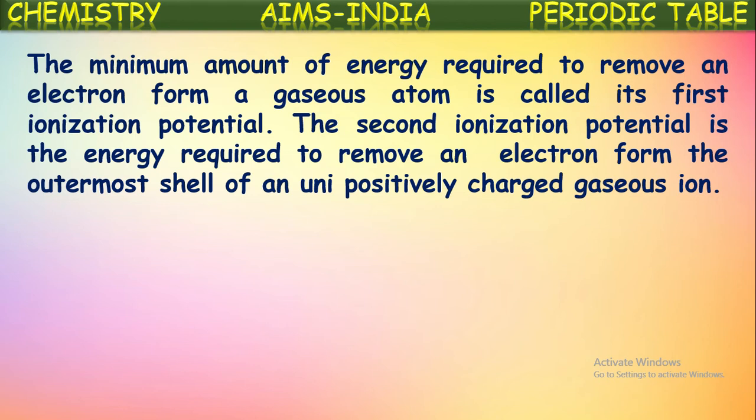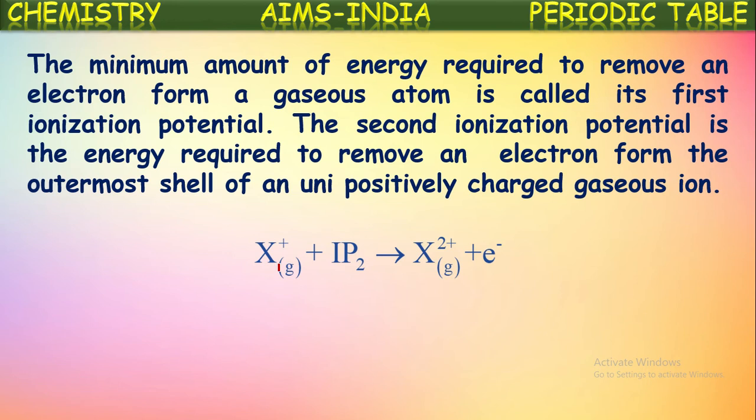After the removal of this electron, it converts into a unipositive ion, that is, a cation. Now, if we remove a second electron from this unipositive ion, the energy required is called the second ionization potential or second ionization energy. It is the energy required to remove an electron from the outermost orbit of a unipositive charged gaseous ion.